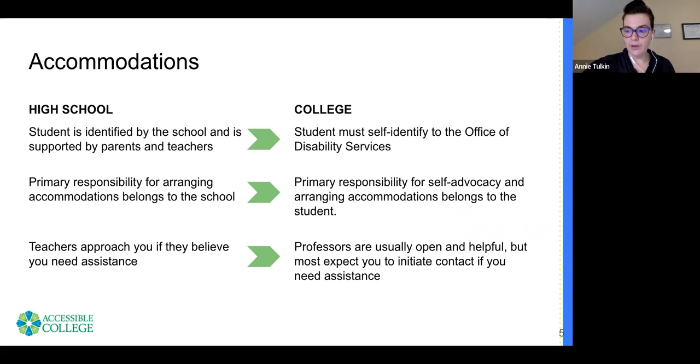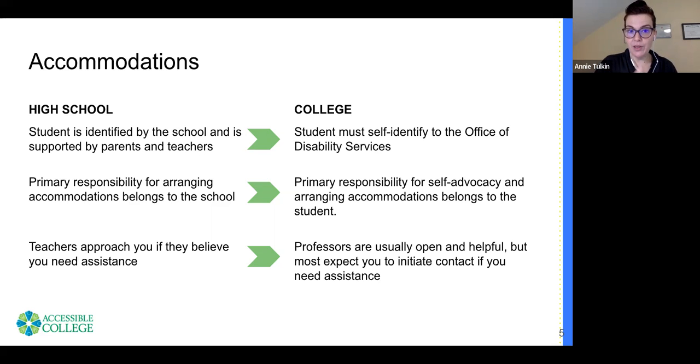setting and in the college setting, because I found that a lot of families are really unaware of how this looks in practice, right? So in high school, students are often identified by the school, and the teachers and administrators typically know what the accommodations are. They're outlined in an IEP or a 504 plan. The teachers might even know the student's condition.